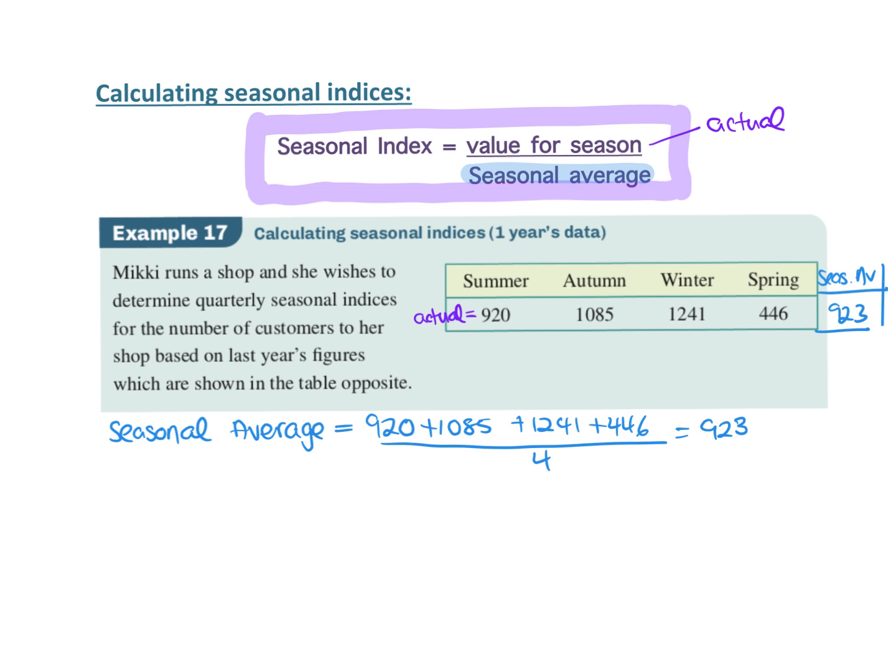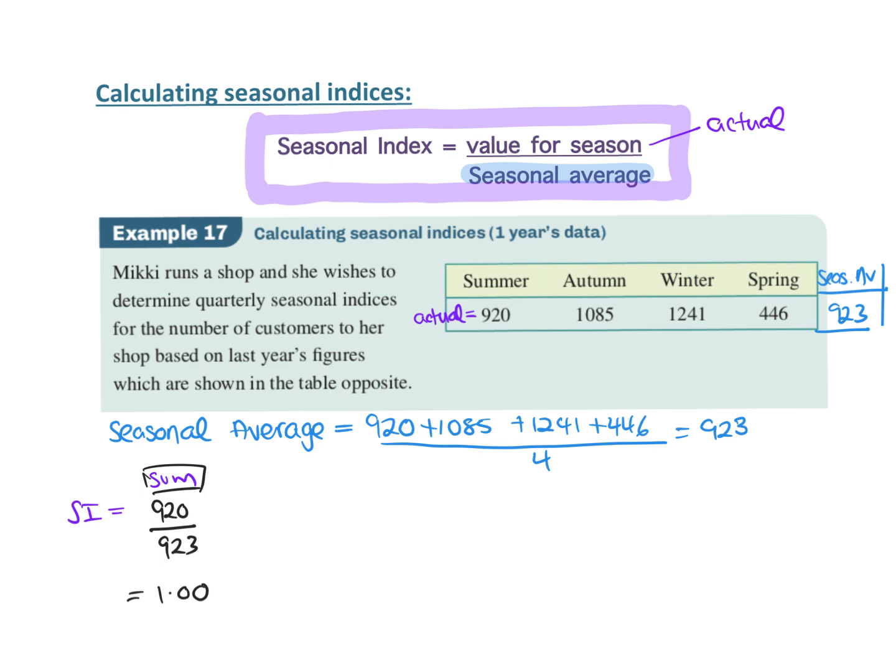Then I go to find the seasonal index for each of the seasons. I'll do summer first. Summer was actually 920 and I'm going to divide it by the seasonal average, which is 923. I'm going to round to 2 decimal places, and this one ends up being 1.00. 920 is very close to 923, isn't it? And do you remember when I said if you're average, you're 1? So we're close, so that makes sense.